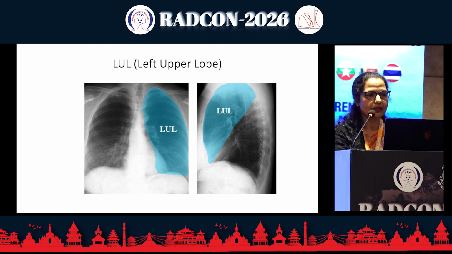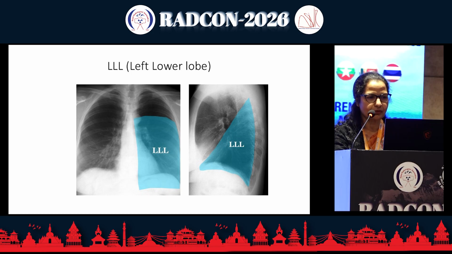Similarly, the left upper lobe comprises almost the whole of the left hemithorax, but the lateral view again helps us because it is located anterior to the oblique fissure. And the lower lobe is almost 2/3 of the lower half of the hemithorax, and the location is posterior to the oblique fissure.